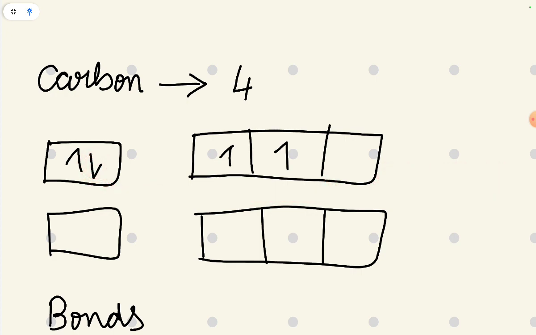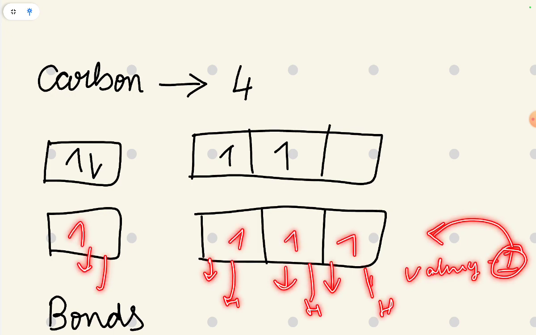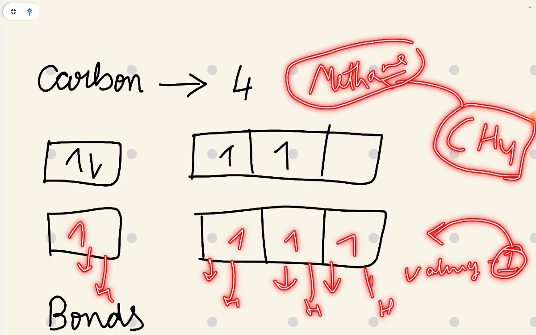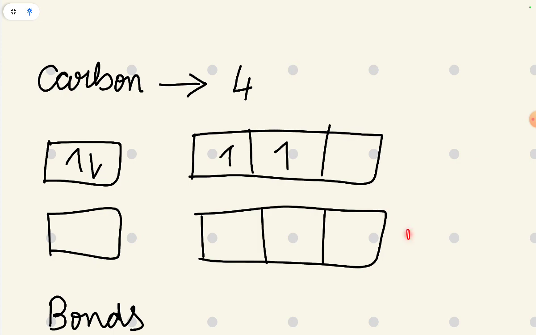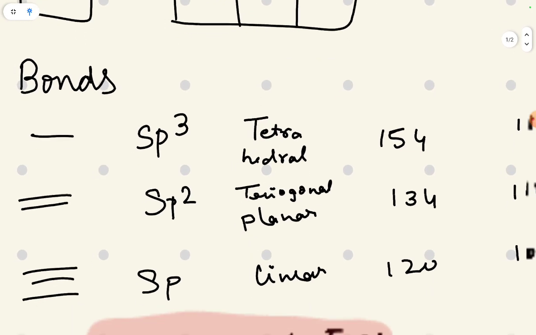SPDF, all these we have read in atomic structure. So this will be here, this here, this here, and this here. To fulfill the valency, each should get one electron, so it can easily form a bond with H in each subshell. One carbon with 4 H forms methane. The bonds we created with the help of H atoms help us understand the topic of hybridization: sp3, sp2, sp and all that we read.